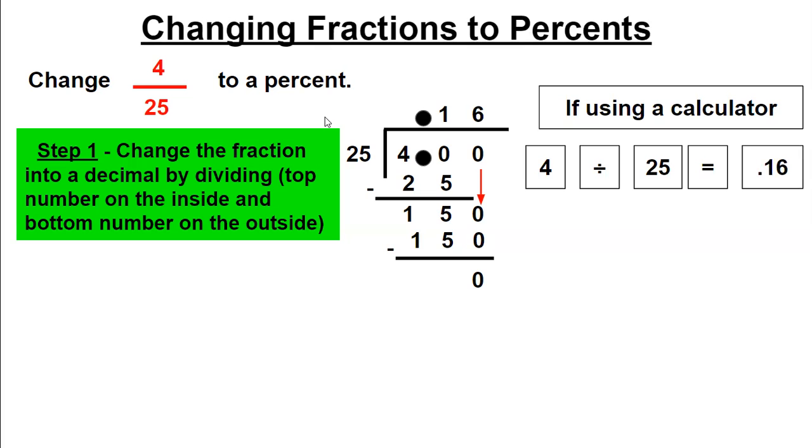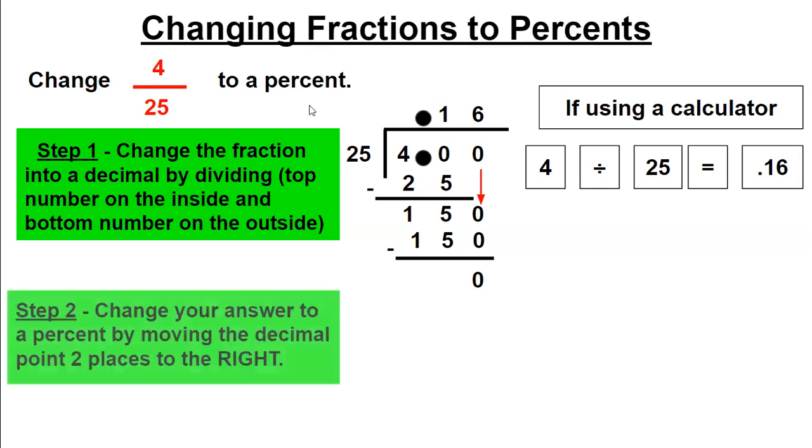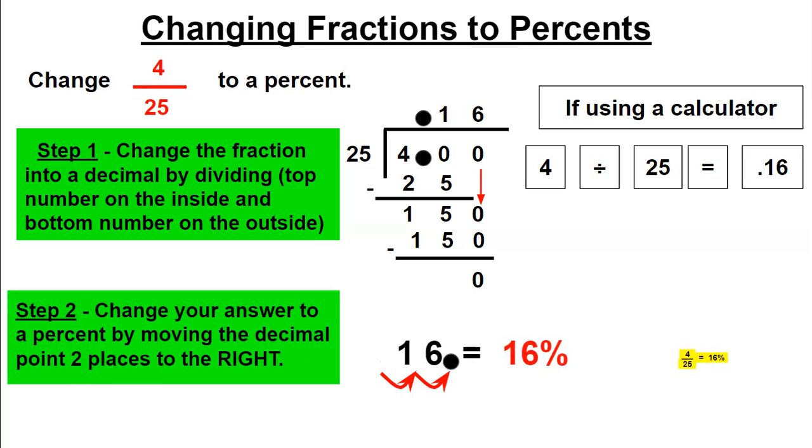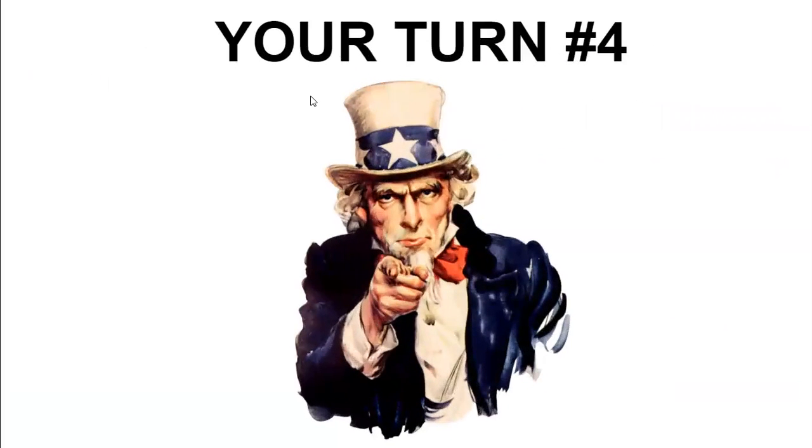I'd hit the equals, and I would get 0.16. Now we just have to change your answer to a percent by moving the decimal 2 places to the right. So it's in the front of the 1, so let's go 1 space to the right, 2 spaces to the right. Our decimal now goes there, and we drop the decimal and add a percent sign. 0.16 is equal to 16%. So 4 25ths is the equivalent of 16%. Okay, you get to try changing a fraction into a percent.